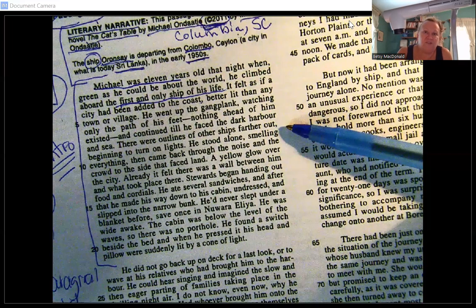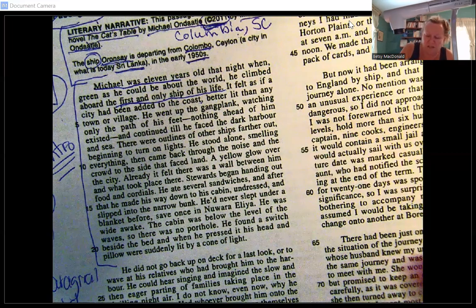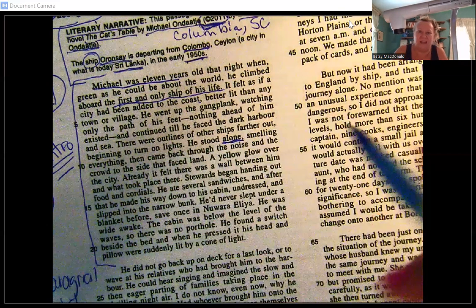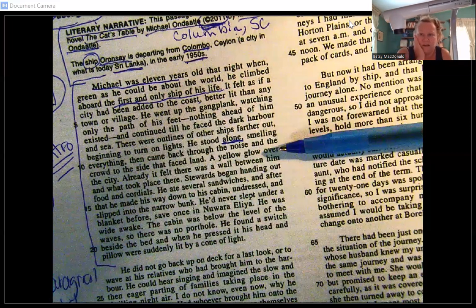There were outlines of other ships farther out, beginning to turn on lights. He stood there alone, smelling everything. Okay, here this boy is alone. Why is this 11-year-old boy getting on the first ship of his life alone? Anything that's strange, outstanding, something that doesn't seem normal is going to help me understand the story.